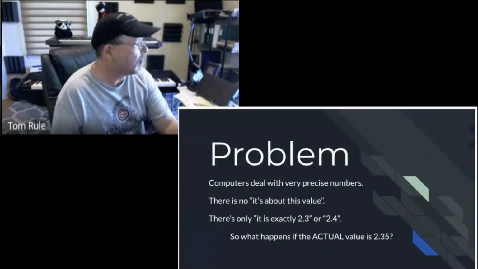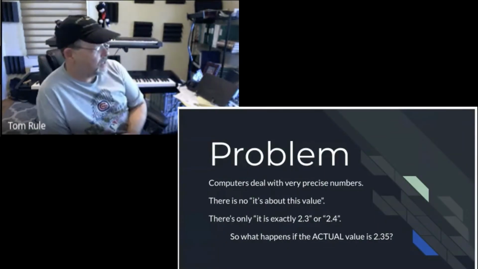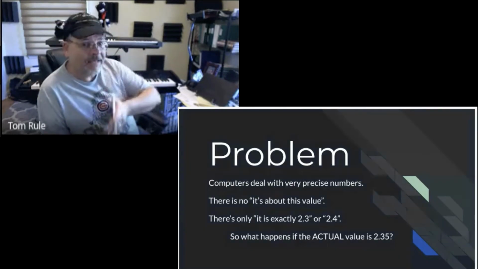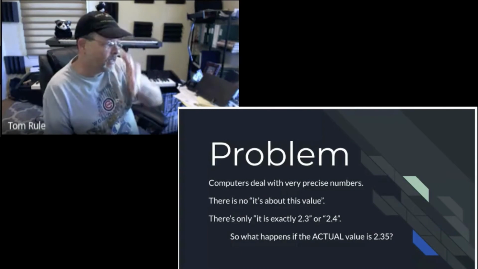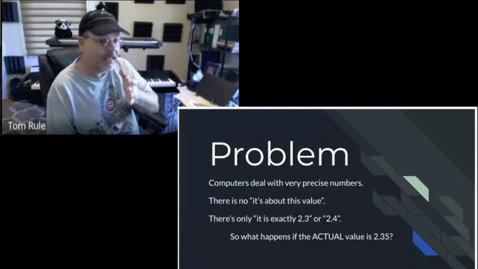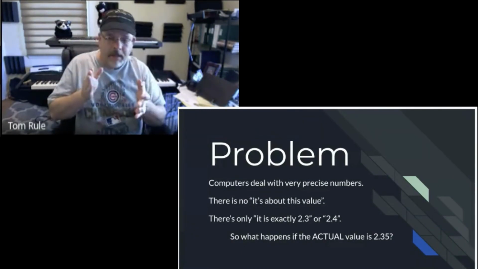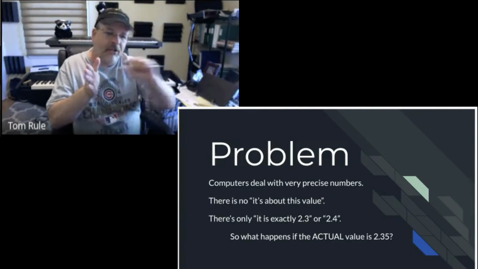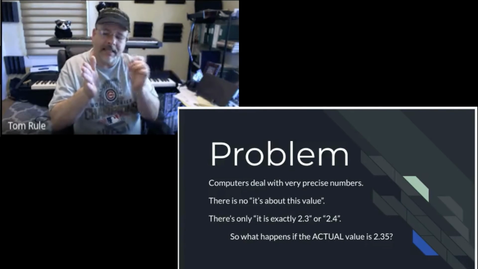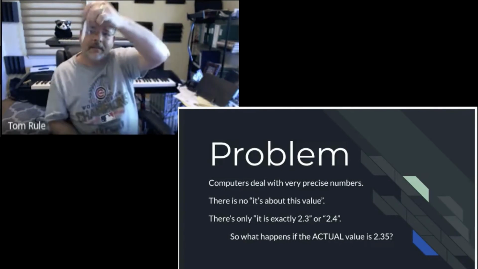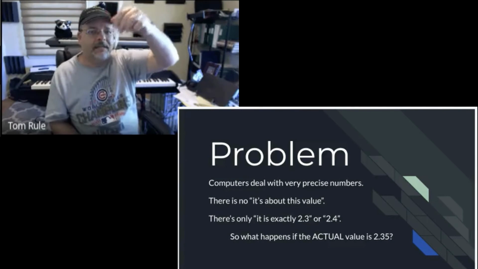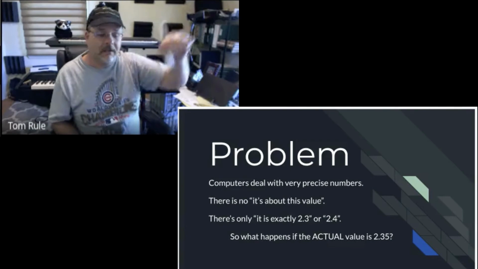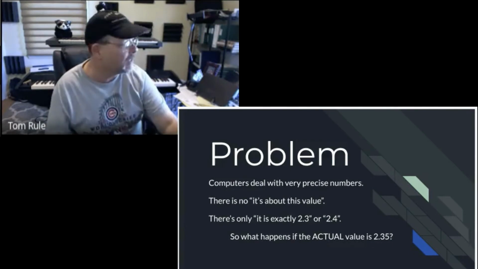So here's the problem. Like I said, computers deal with very precise numbers. So there's no "it's about." It's either this or it is that. If the value is in between, then it gets rounded up or down. So what's happening with sampling is you've got a digital circuit that's looking at an analog signal coming in and saying the value at this point in time is this. At this point in time, it's this. At this point in time, it's this. Okay, kind of float with me for a second. This will make a lot more sense here in a second.